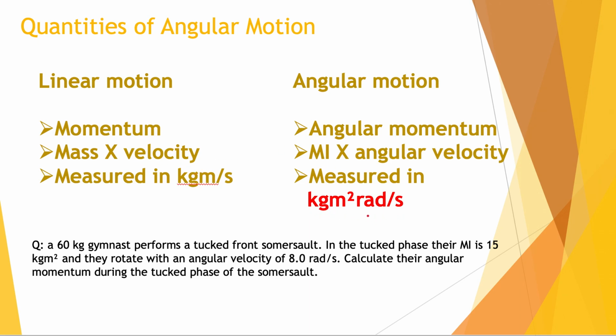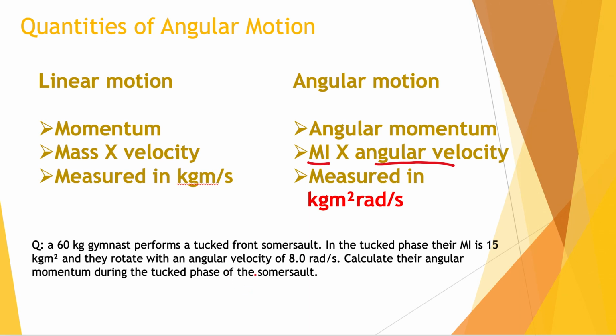It's got the most difficult unit here because we've got moment of inertia measured in kilogram meters squared, and we've got angular velocity measured in radians per second. So angular momentum is measured in kilogram meters squared, radians per second. It's the most complicated unit, but if you write out the equation and you know the unit for moment of inertia is kilogram meters squared, and you know the unit for angular velocity is radians per second, all you need to do is sandwich those together to give yourself the units.